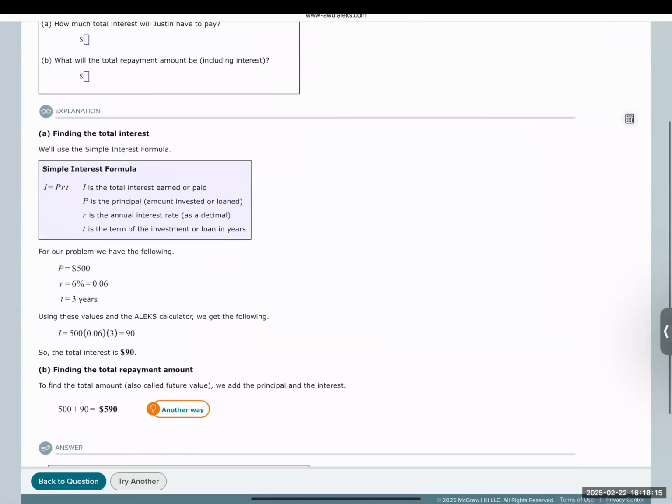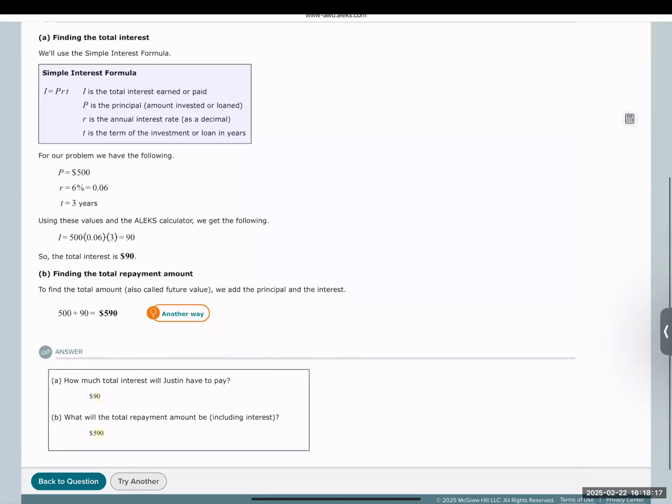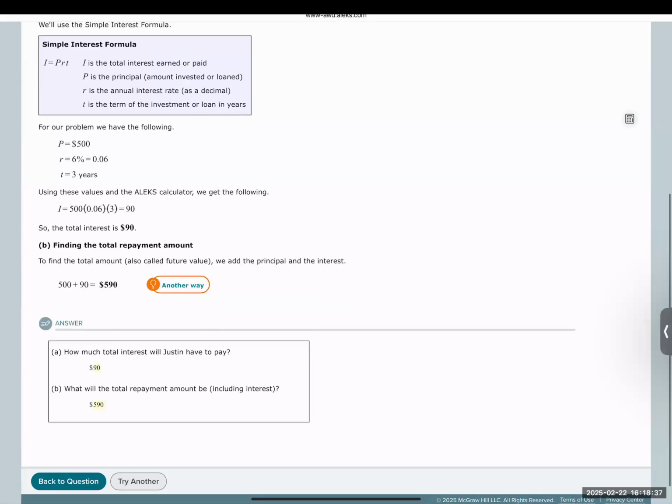All right, so we have the interest R, 6%. You divide it by 100 and you'll get 0.06. And then the term is 3 years, right? And then you get $90. So the total interest is $90. And then that's part A. So you answer that part.